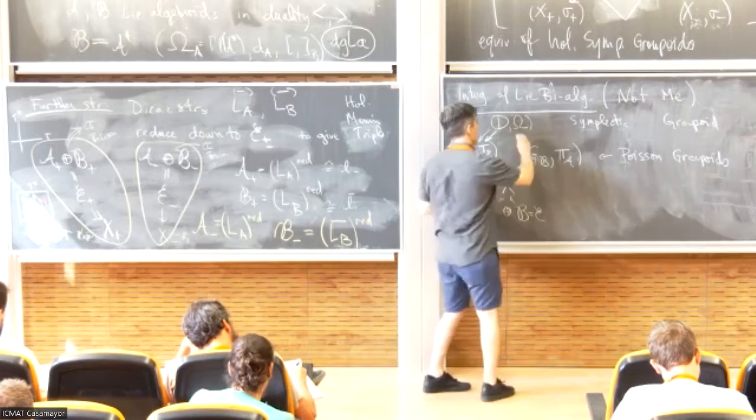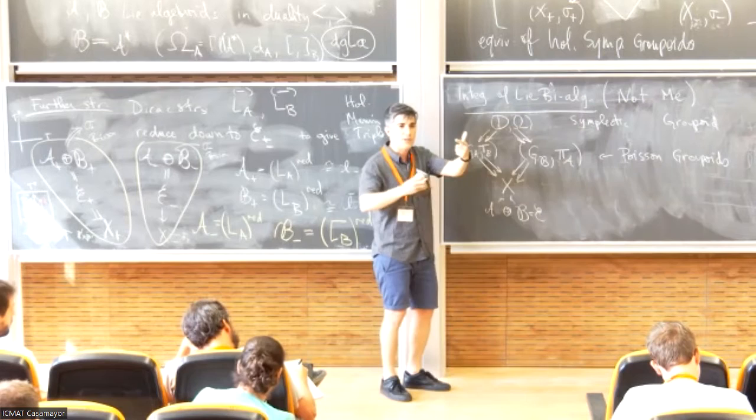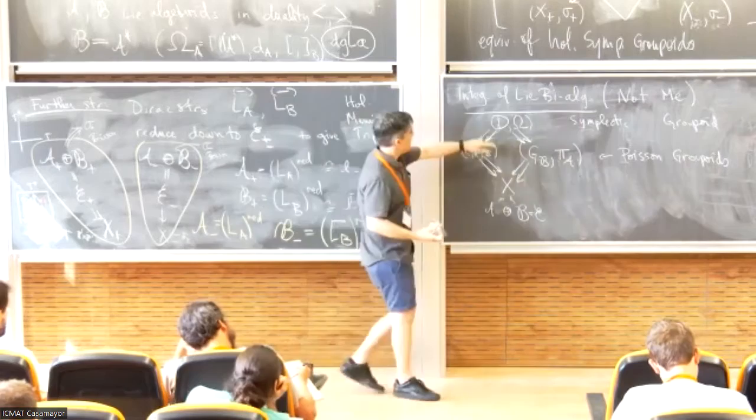And what we end up with is a groupoid of groupoids, a groupoid in groupoids in two different ways. It's like a rhyme, like a children's rhyme or something, right? And it's called a symplectic double groupoid.